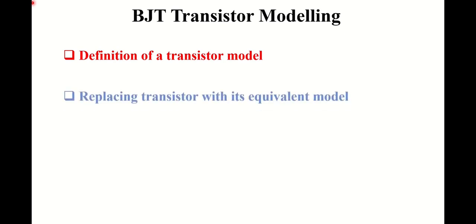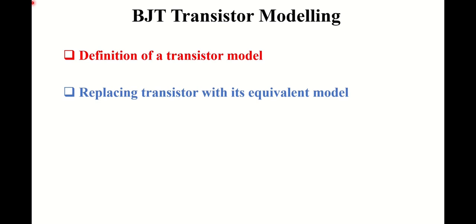Now let us discuss the BJT modeling, that is the most significant aspect of learning about the small signal analysis. We can define a transistor model as a combination of circuit elements properly chosen that best approximates the actual behavior of a semiconductor device under specific operating conditions. Once the AC equivalent model is determined, its circuit can be used in place of that transistor. You should understand that the whole purpose of replacing a transistor with its equivalent model is to solve the transistor containing circuit by applying simple circuit analysis techniques.